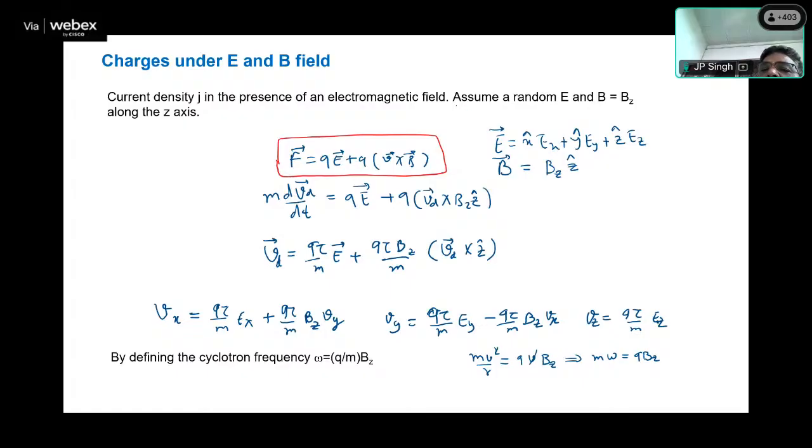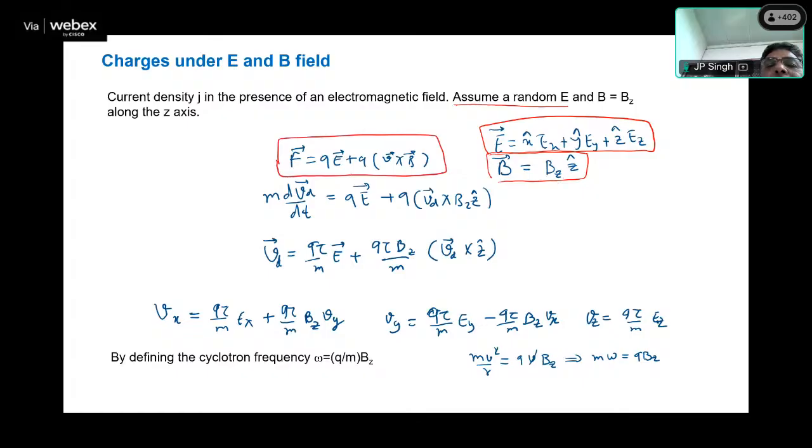Suppose we assume a random electric field direction. I can write E as having components in the x, y, and z directions: x cap Ex, y cap Ey, z cap Ez. So the electric field in general is in x, y, and z directions, but the magnetic field is in the z direction only. That's just for simplicity, otherwise it is too cumbersome to solve the problem.